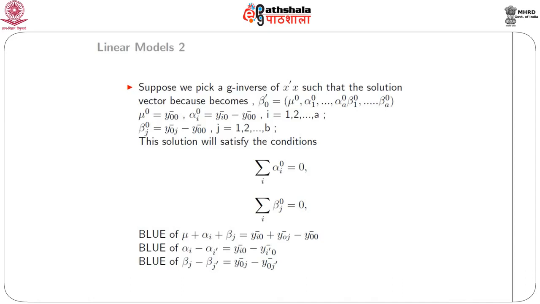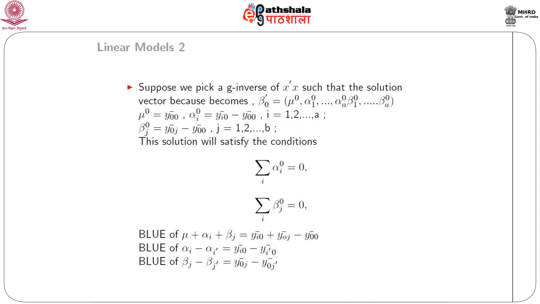Now, we will need to compute the BLUE, and we already know what is meant by BLUE. Blue is the name of a color, but in this case BLUE does not stand for that color. BLUE stands for best linear unbiased estimator. We shall find the BLUE of mu plus alpha i plus beta j, and that will be given by this expression.